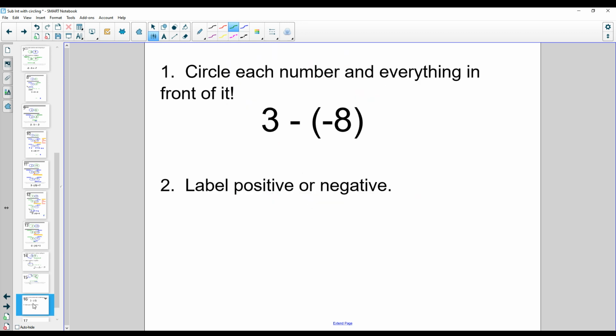Let's practice another example. Circle each number and everything in front of it. So the first number is 3. The second number is -8, but you have to say circle everything in front of it. So now label positive or negative. 3 is a positive integer or number.